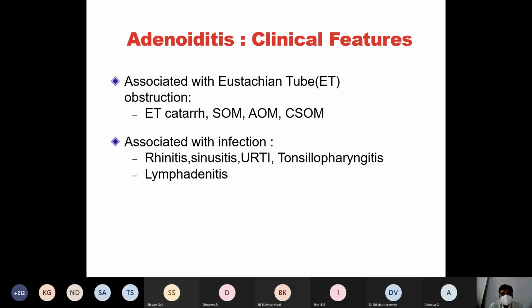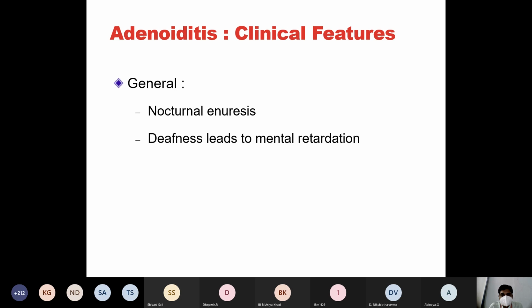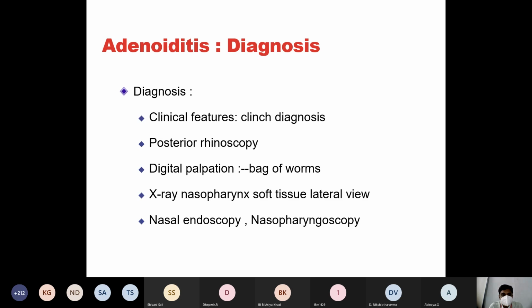There can be associated eustachian tube obstruction leading to ear problems such as secretory otitis media, recurrent acute otitis media, or even chronic suppurative otitis media. Nasal complications include chronic rhinitis, sinusitis, and lymphadenitis can also occur. There can be bedwetting which doesn't improve with the development of the child because of the sleep apnea again. The hearing loss can lead to poor growth and mental development of the child.